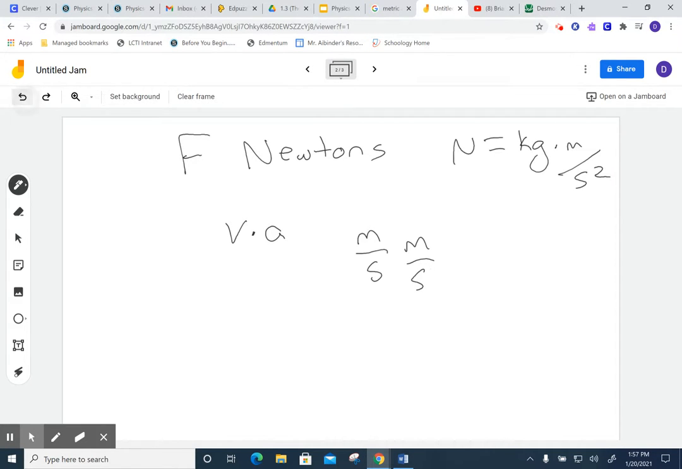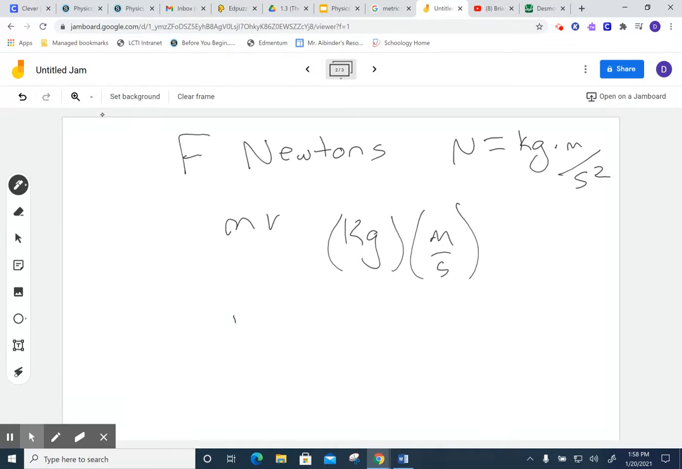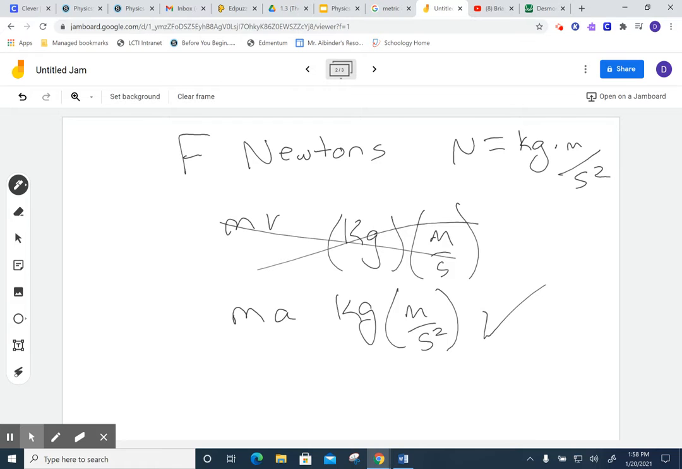So maybe I should do kilograms, the mass, times, how about mass times velocity? That'd be kilograms times meters per second. Nope, missing a second squared. What gives you second squared? Meters per second squared is acceleration. So kilograms times meter per second squared. There you go. That was not it. That is it. That's dimensional analysis in a nutshell.